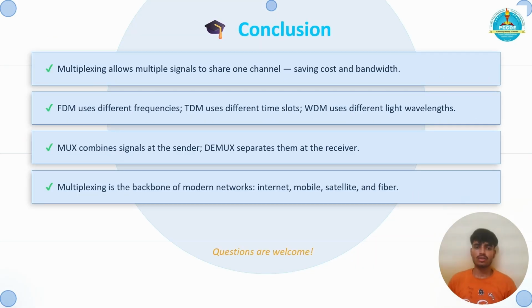So let us summarize today's topic. Multiplexing is a communication technique that allows multiple signals to share a single communication channel efficiently. Different multiplexing techniques work differently. FDM uses frequency, TDM uses time slots, WDM uses light wavelengths. The multiplexer combines signals at the sender side while the demultiplexer separates them at the receiver side. Multiplexing is one of the important technologies used in modern communication systems such as internet networks, mobile communications, satellite systems, and optical fiber communication.